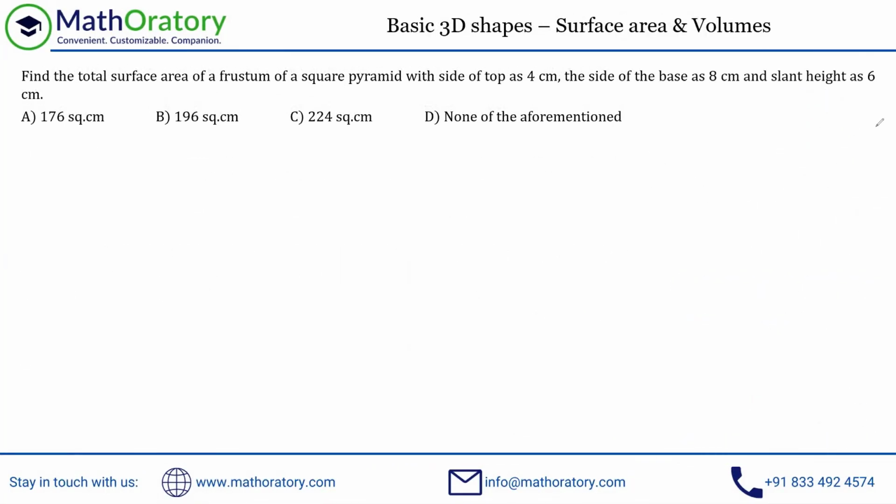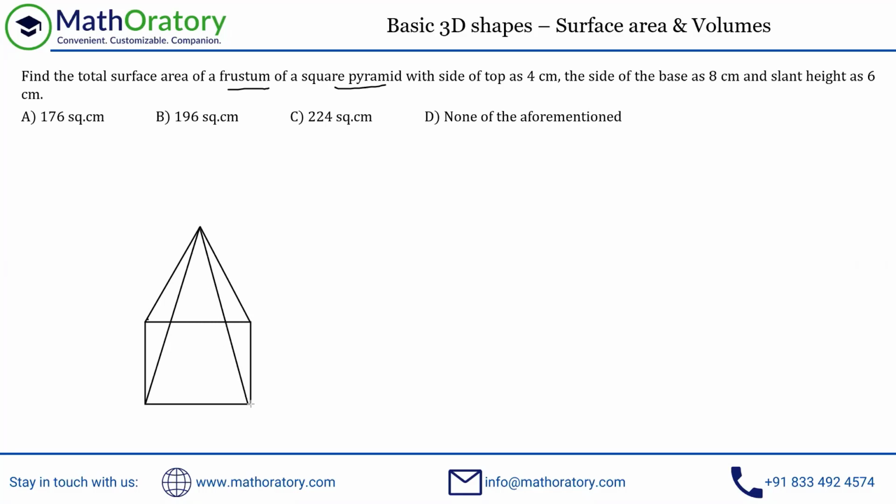All right, so we have a question in which we're looking at the total surface area of a frustum of a square pyramid. By the way, if you're not aware of what the figure is, I'll just explain this in brief. First of all, a pyramid will be having a base. That base could be anything. In this case, a square is the base. And every vertex of the base will be connected to one point up top. So that is a pyramid.